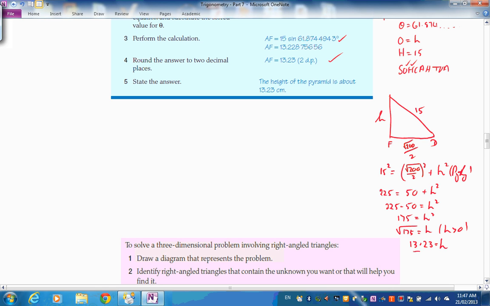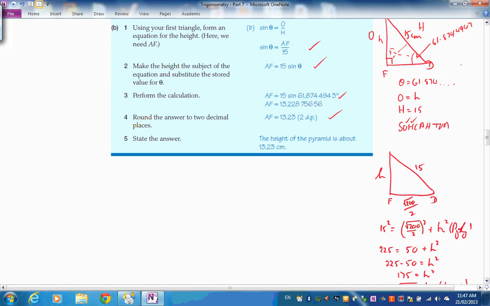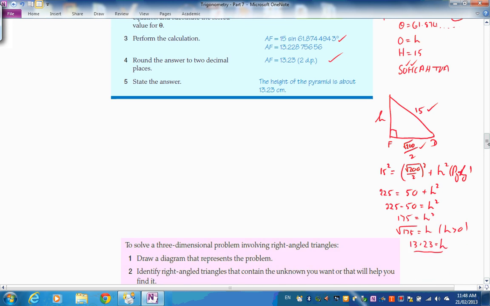So I don't know, what do you want to do in that last bit? This is the trigonometry approach, but we did have DF and a right angle on 15. So you might use Pythagoras there. What do you think? Think about that one.